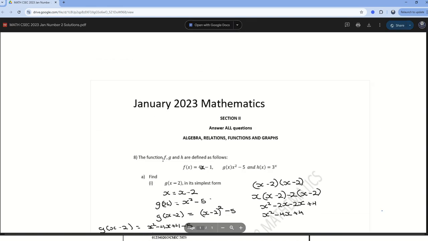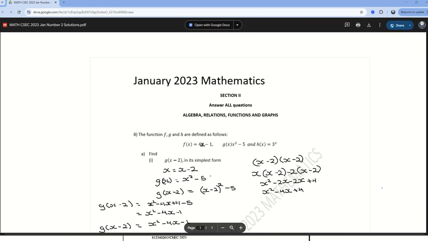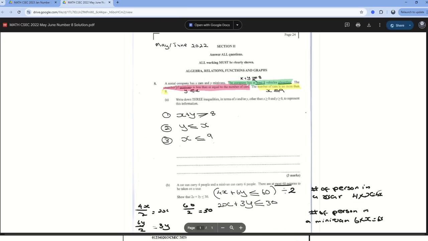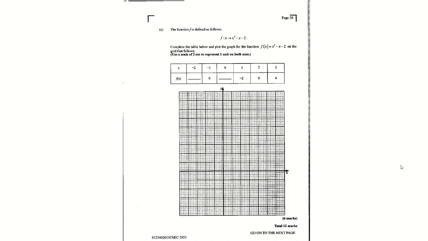We just now did this one. May, June 2022. Right, this one I want to do with you guys because it's a little bit different from what we are accustomed with. This is May, June 2022. So let's read the question and do them together.